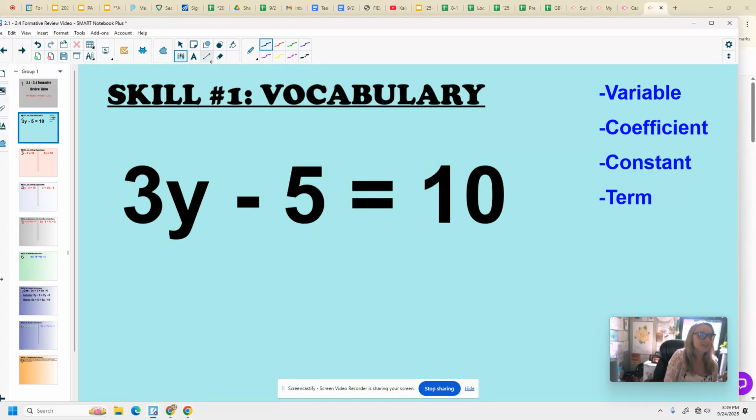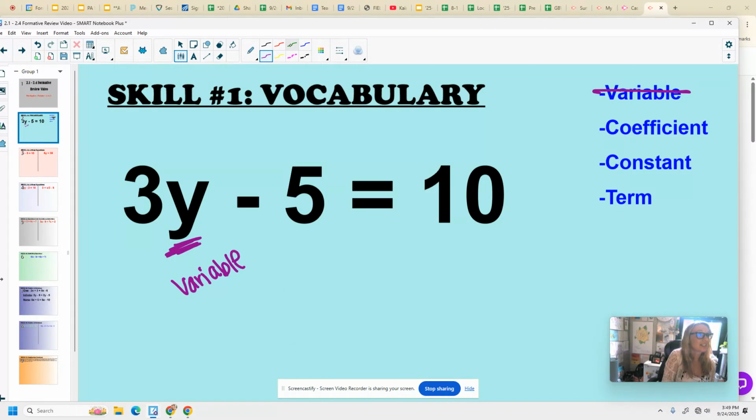All right, so the first part of your formative is going to be vocabulary. When I'm looking at vocabulary, I always like to start with the easiest one. So if we have y, I know that that is going to be my variable. So any letter in math is a variable. It represents something that we do not know.